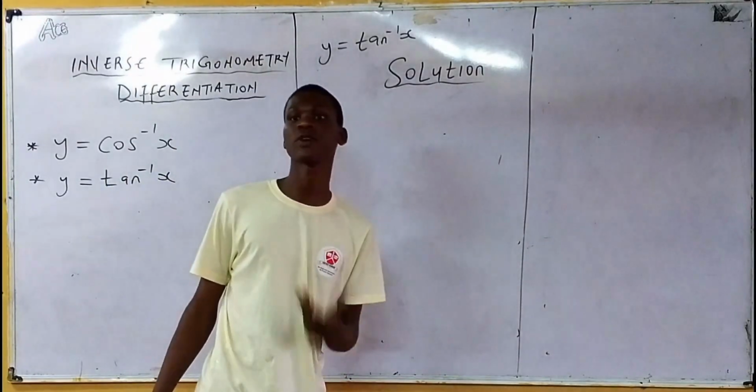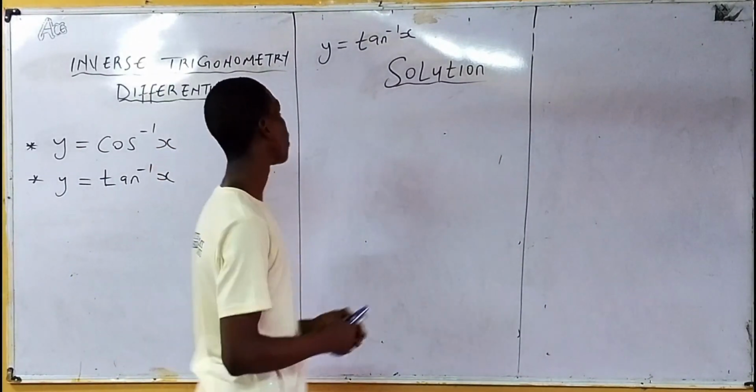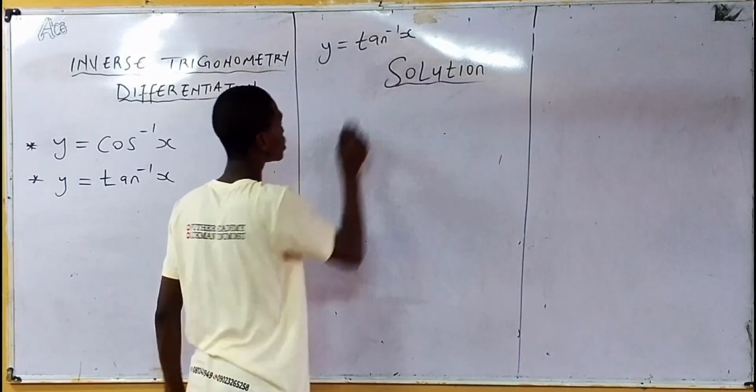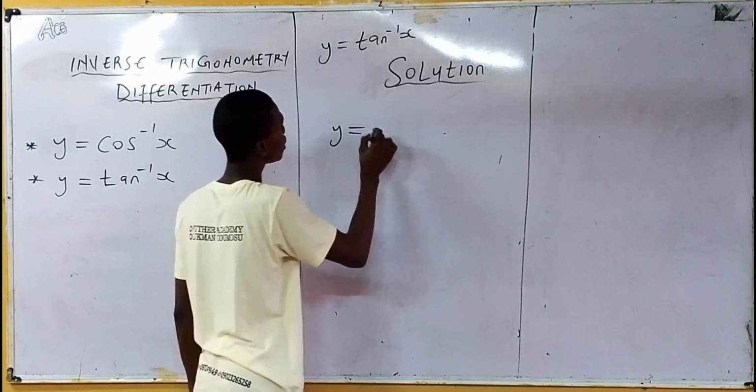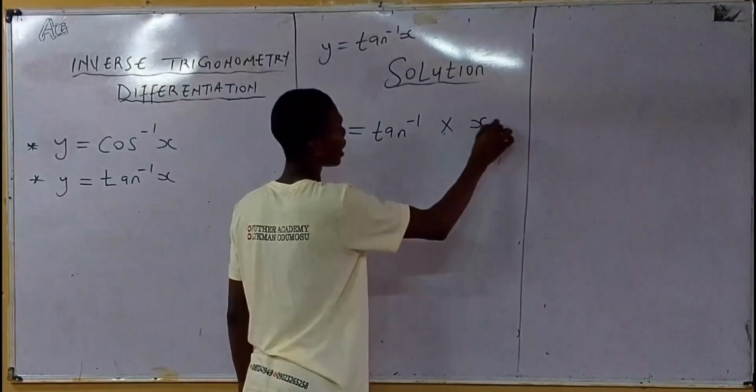y equals tan inverse of x. How do you solve for the derivative? Same idea applies. Now, your given question can be written as y equals tan inverse multiplied by x.